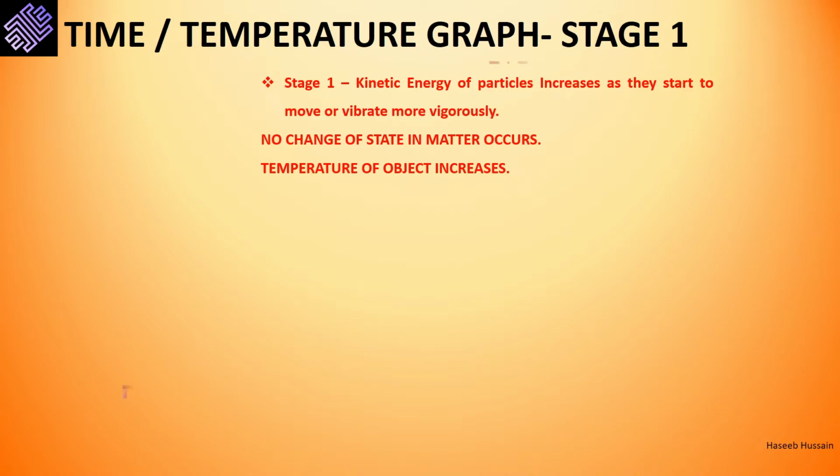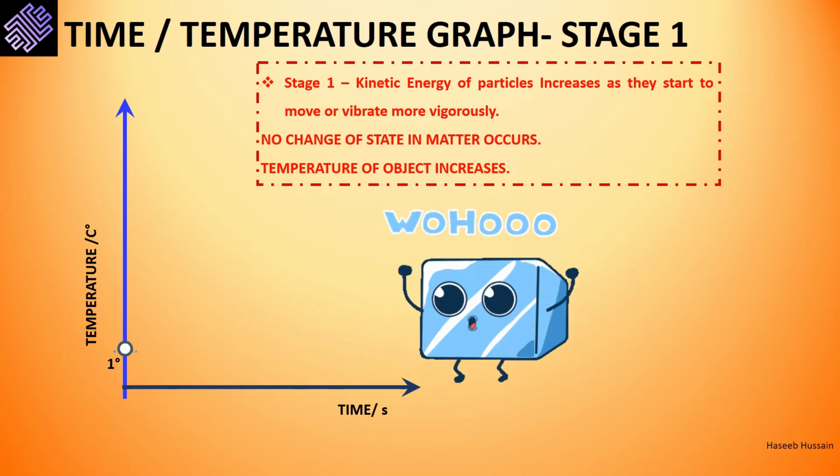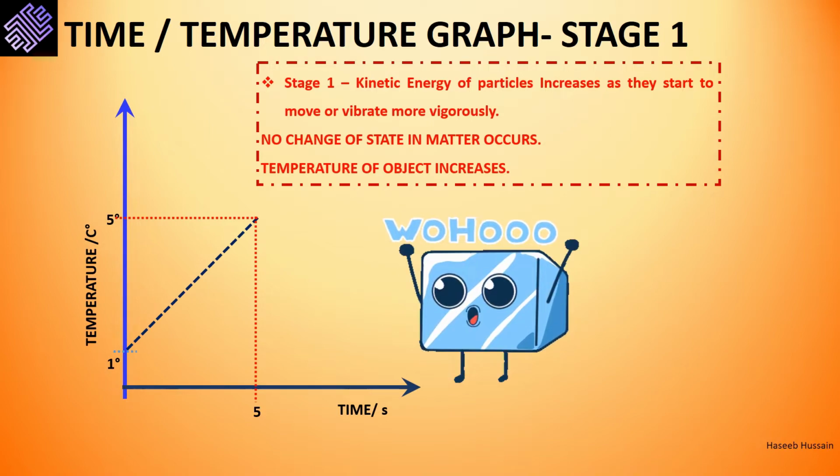We can represent this increase in temperature through a time temperature graph. On the x-axis, we have time, and on the y-axis, we have temperature. So an object initially at 1 degree is heated over 5 seconds, and its temperature rises to 5 degrees. Assuming the object is heated uniformly, we will have a straight line as shown by the dotted line. So if this straight graph was of an ice cube being heated, it only shows that the temperature of the ice cube is increasing, but no melting is occurring.